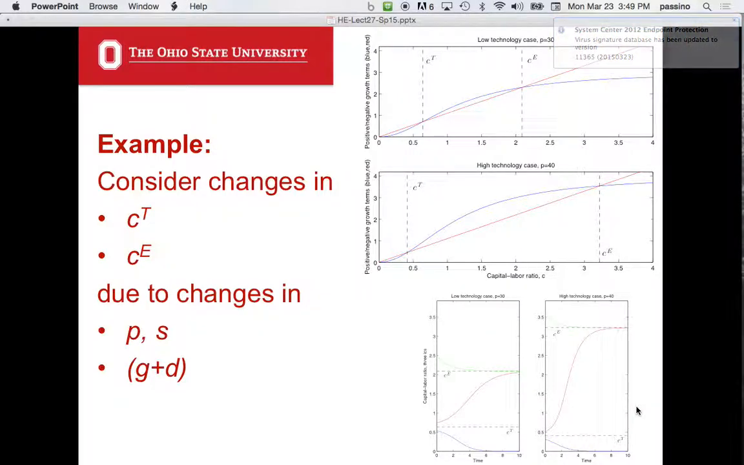There's no depreciation. There's no growth. No growth means the number of people stays constant in the country. So what happens? Keep using the same technology over and over again.